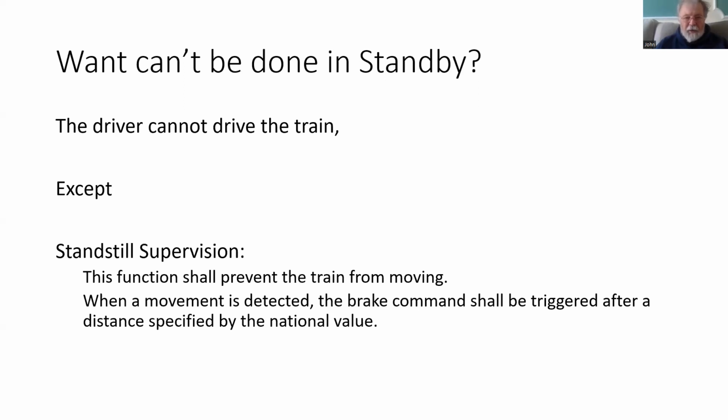What it does is that when the movement is detected and the distance travelled is the national value or more, then a brake command is triggered. Key thing here is that having acknowledged it with the train back at a standstill, the driver can move the train again. So things like coupling or uncoupling can be undertaken in standby.